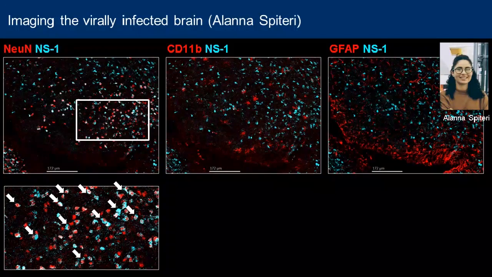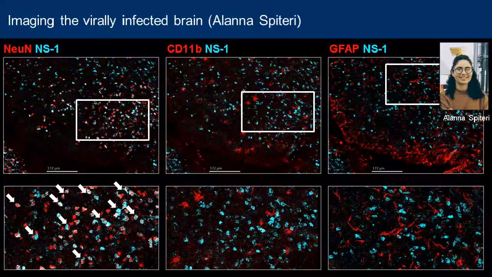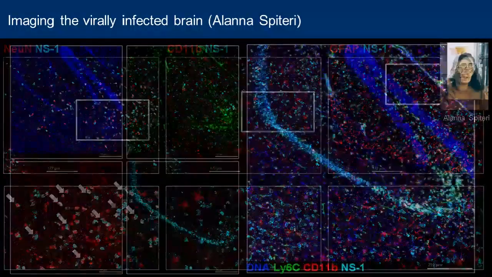Whereas if we try to look at NS1 staining correlating with CD11b, which marks microglia, we don't really see the same kind of association. So we're not getting infected microglia, even if we are getting microglia near these infected cells. And likewise with astrocytes, we see astrocytes near virally infected neurons, but we don't see infection of astrocytes. And so the infectivity here is very specific to neurons and not to other cell types.